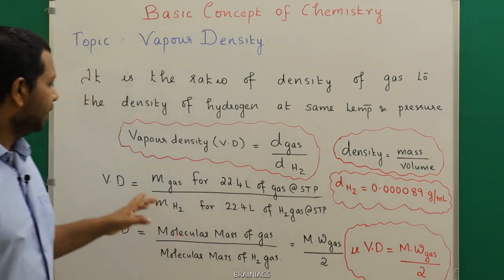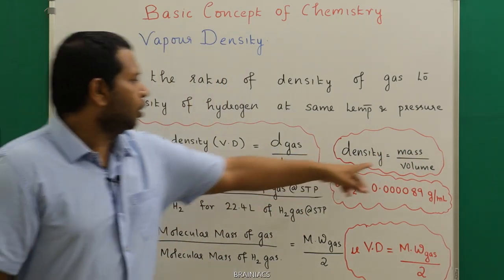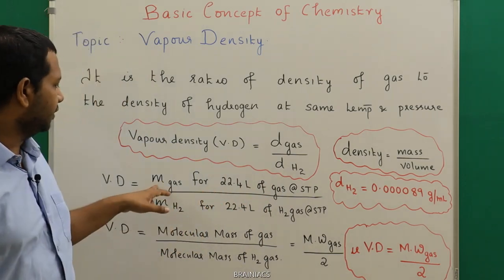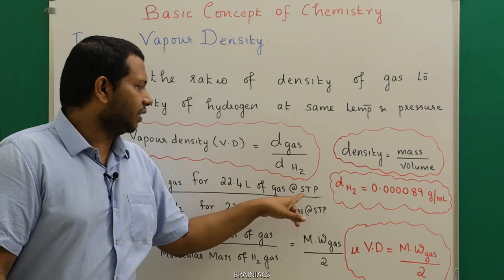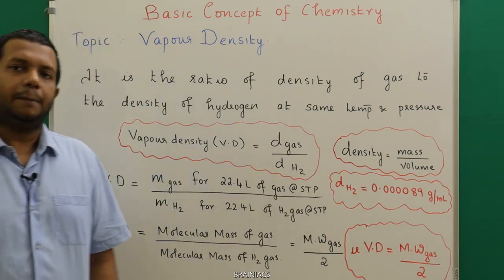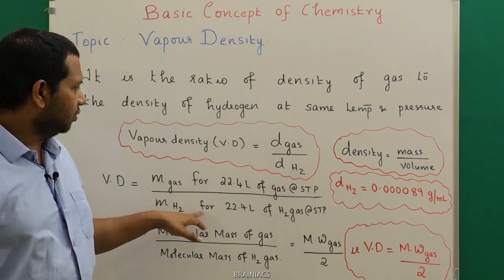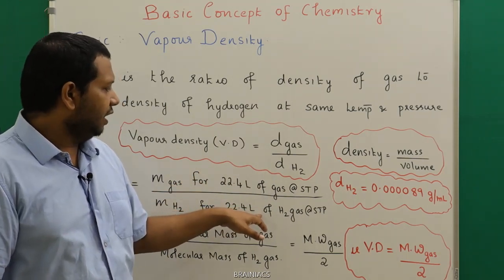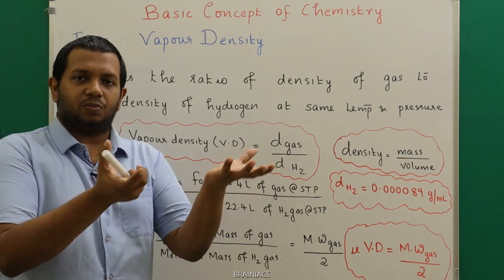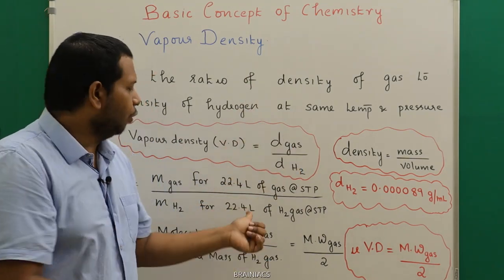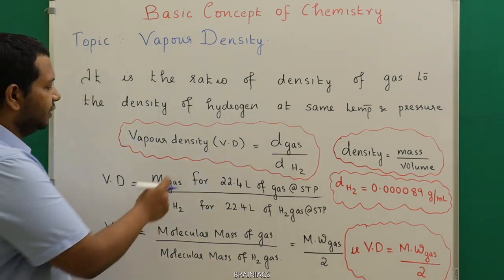Now listen, I have written here mass of the gas for volume 22.4 liter of the gas at what temperature and pressure? At standard temperature and pressure. Now tell me how we write for hydrogen gas. Mass of the hydrogen gas for 22.4 liter of hydrogen gas at STP. That means hydrogen gas will have a mass when it occupies a volume of 22.4 liter at STP. Now tell me, what is this mass of the gas?